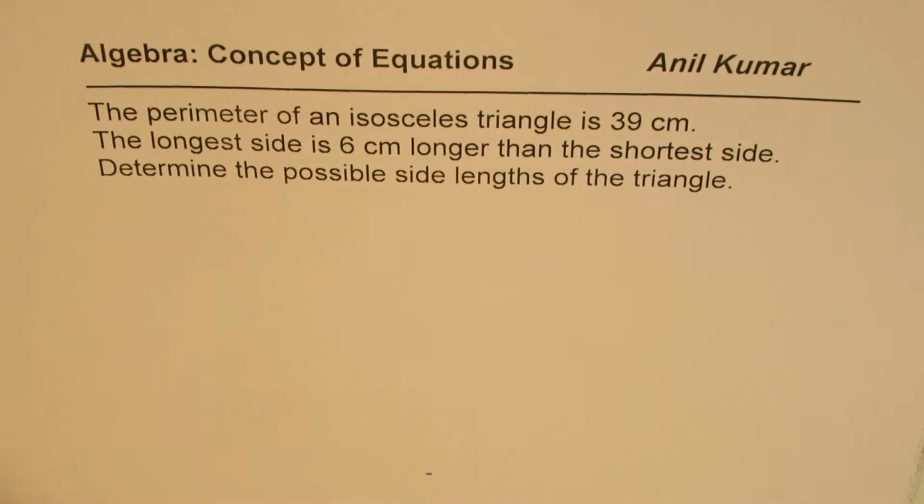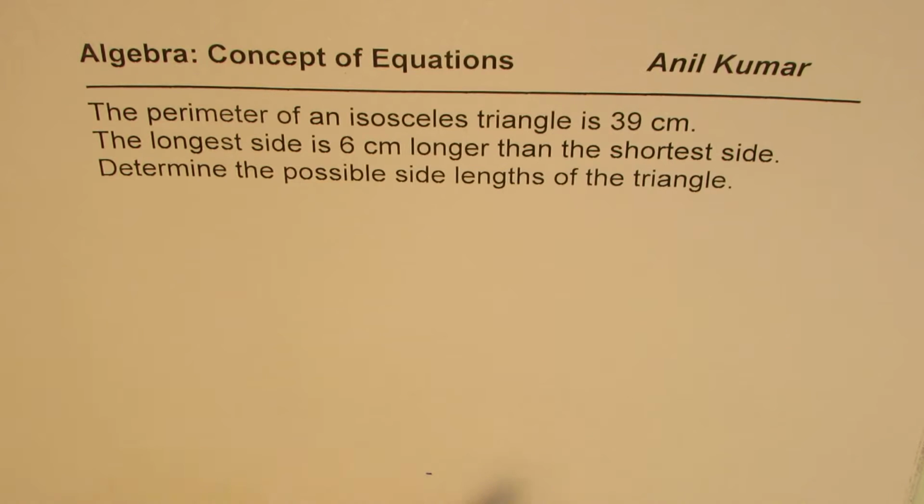So the question here is, the perimeter of an isosceles triangle is 39 centimeters. The longest side is 6 centimeters longer than the shortest side. Determine the possible side lengths of the triangle. I'd like you to pause the video, answer this question, and then look into my suggestions.